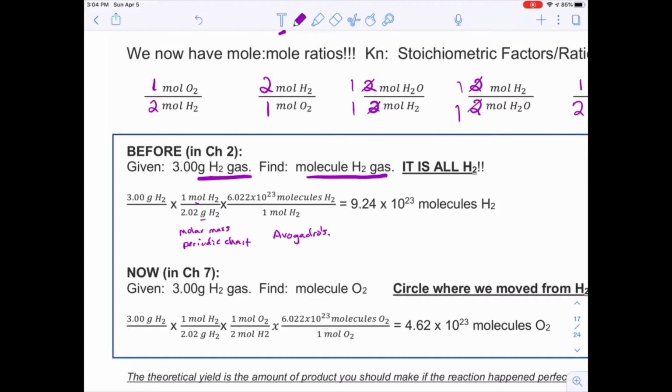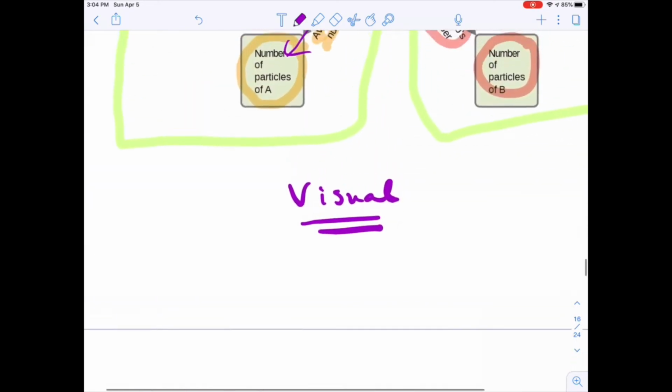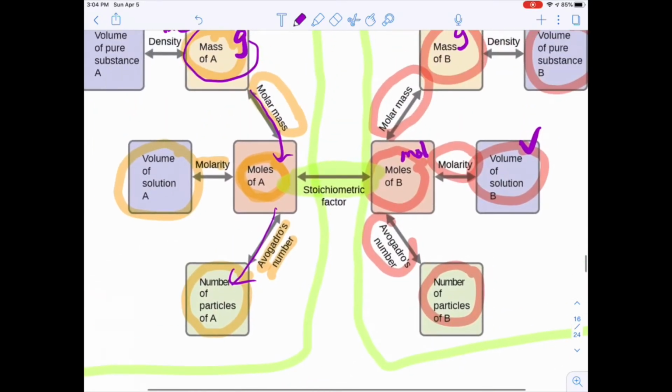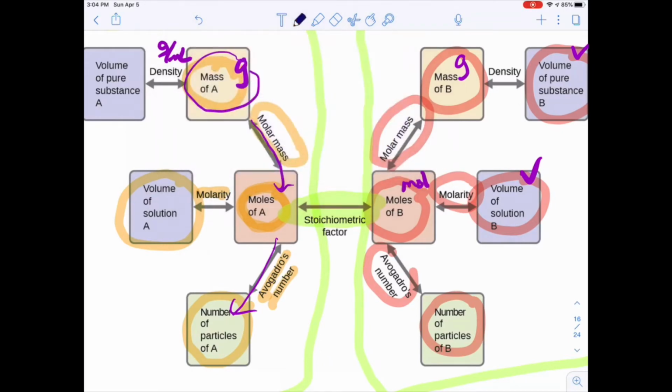But here's what we haven't done. If we know how many moles of hydrogen gas we're using, how many molecules of oxygen will it take? So this is going back to the equation up here. We're going between hydrogen and oxygen. So now what we're wanting you to do visually, I'm going to change colors. I'll go to dark blue. So we have this guy.